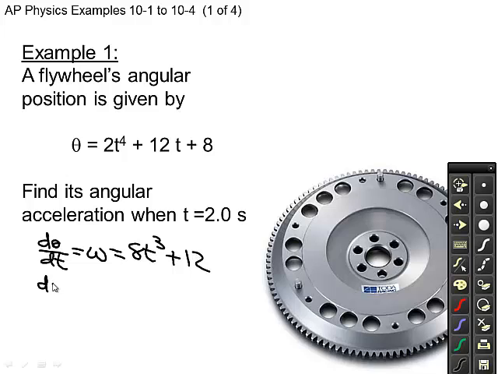And dω/dt, aka α, is equal to 24t squared. Stick your 2 in there. What do you get? 96 radians per second squared. Did you say radians per second squared this time? Okay. I just didn't imagine that.